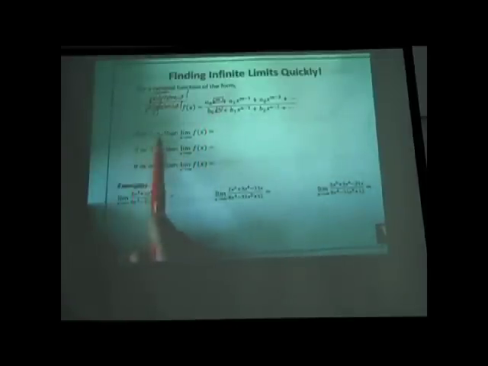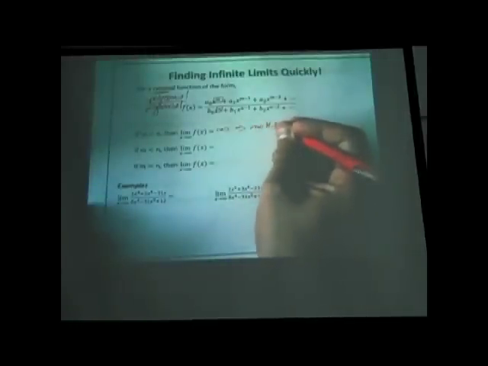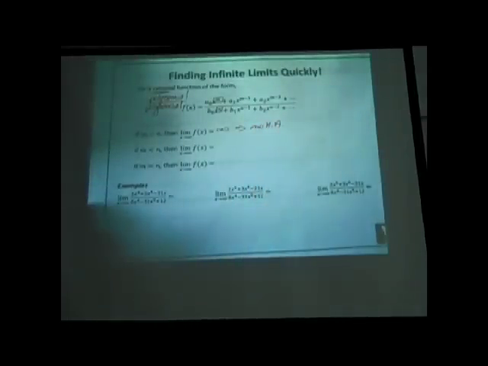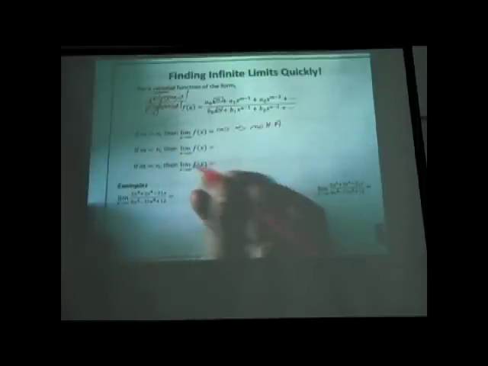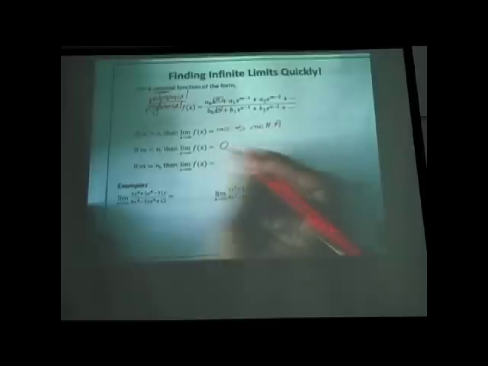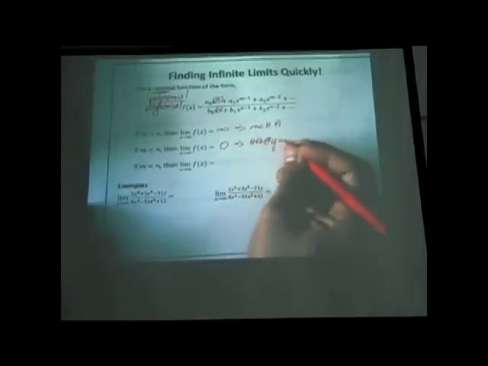If m is bigger than n, if the numerator is larger than the denominator, then the limit as x approaches infinity is going to be infinite. That means that there is no horizontal asymptote. If m is less than n, if the degree in the numerator is smaller than the degree in the denominator, that means the denominator grows more quickly, we get 0 as an answer. So we have a horizontal asymptote at y equals 0.